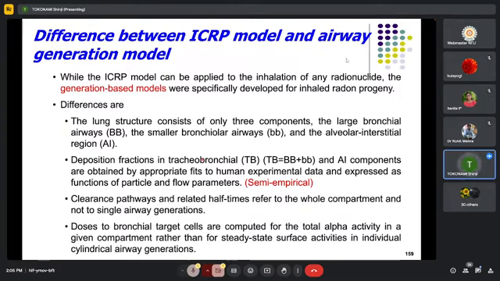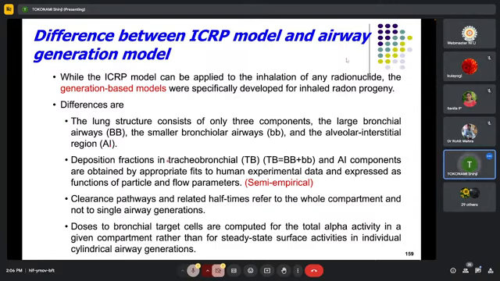There is a difference between ICRP model and airway generation model. While the ICRP model can be applied to the inhalation of any radionuclide, the generation-based models were specifically developed for inhaled radon progeny. The differences are: the lung structure consists of only three components: the large bronchial airways, capital BB, the smaller bronchial airways, BB, and alveolar interstitial region, AI.